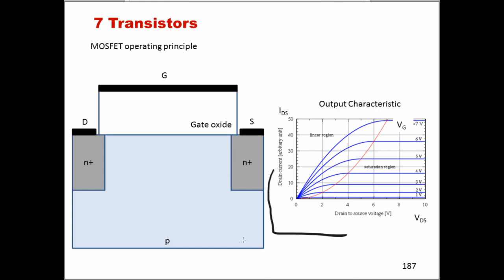So we shall try in the next slides to explain why this plot of IDS, the current through the channel flowing between the drain and the source, versus the voltage applied across the drain source contacts, has the shape that is shown here. So we shall try to understand why this plot looks like that.